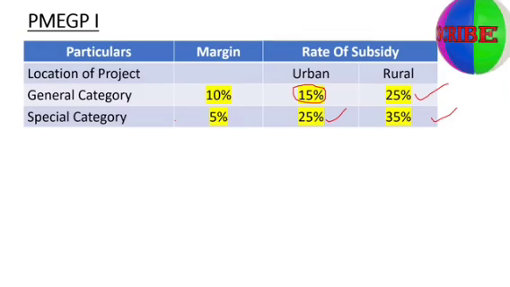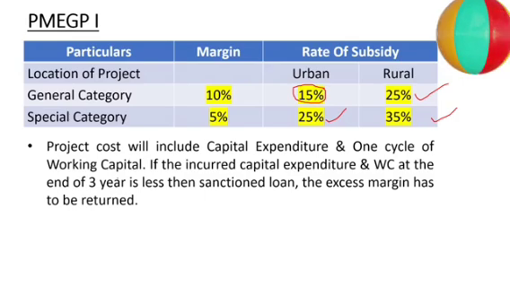Okay. Then project cost will include capital expenditure and one cycle of working capital. One cycle of working capital will come under project cost. If the incurred capital expenditure and working capital at the end of 3 years is less than the sanctioned loan, the margin money subsidy which we have received has to be returned in proportion. The excess margin money has to be refunded.